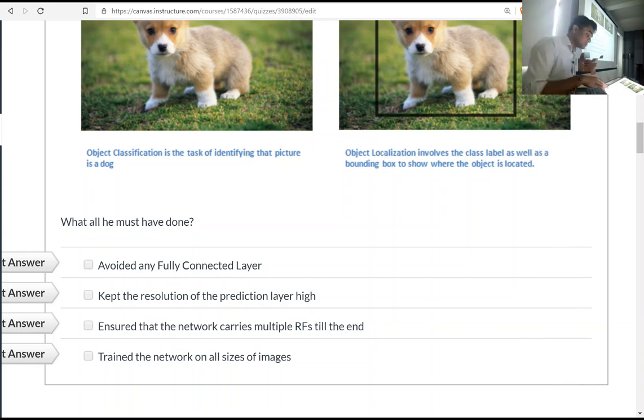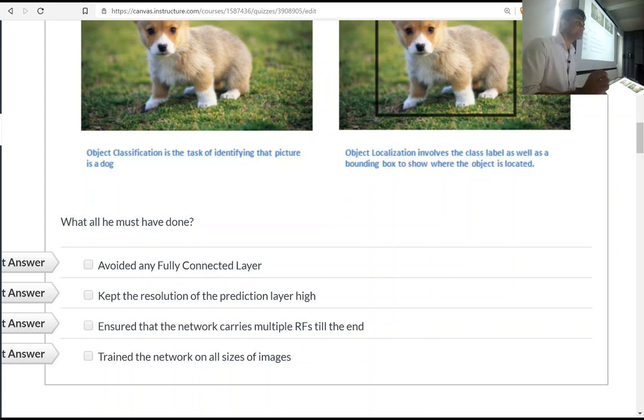Kept the resolution of the prediction layer high. Do you understand this part? Kept the resolution of the prediction layer high, which means that you will not go to 3 cross 3. If you go to 3 cross 3, you can only say which block your object is in. You'll need to have a higher area of the output image, so you can say that my object precisely belongs in this particular area. Equal to the size of the. Not equal. If you do equal, then it becomes very difficult to train a network also.